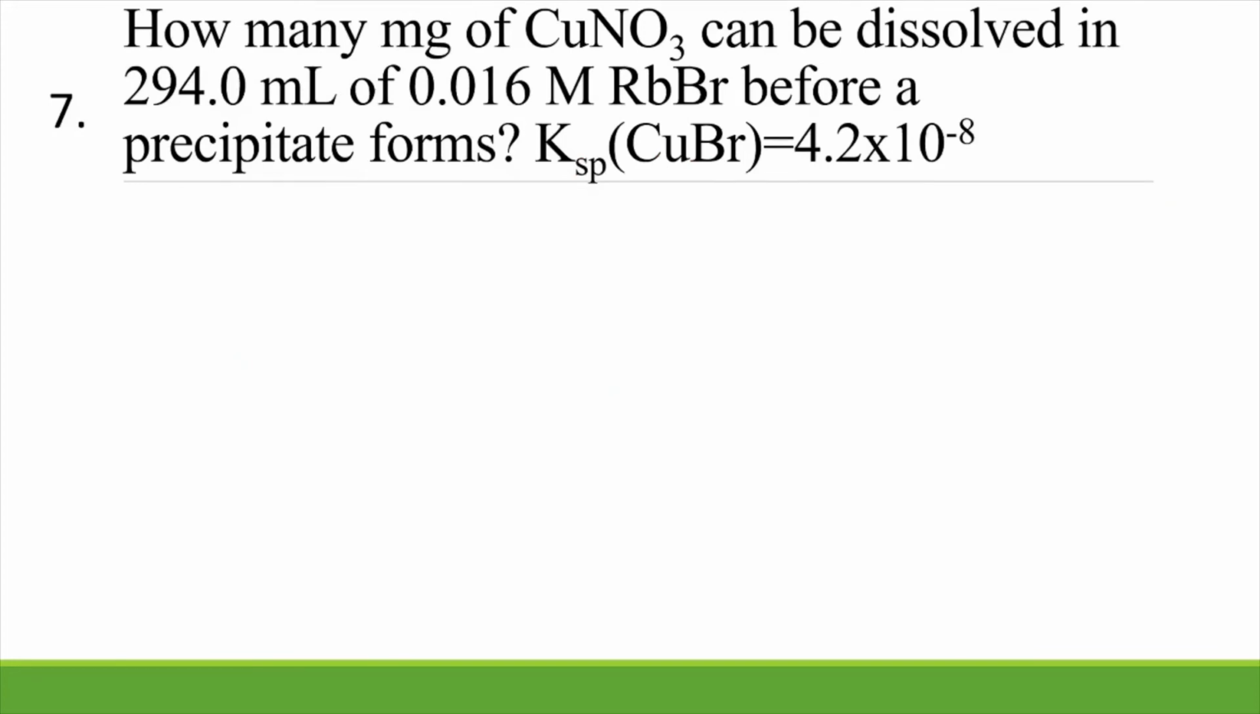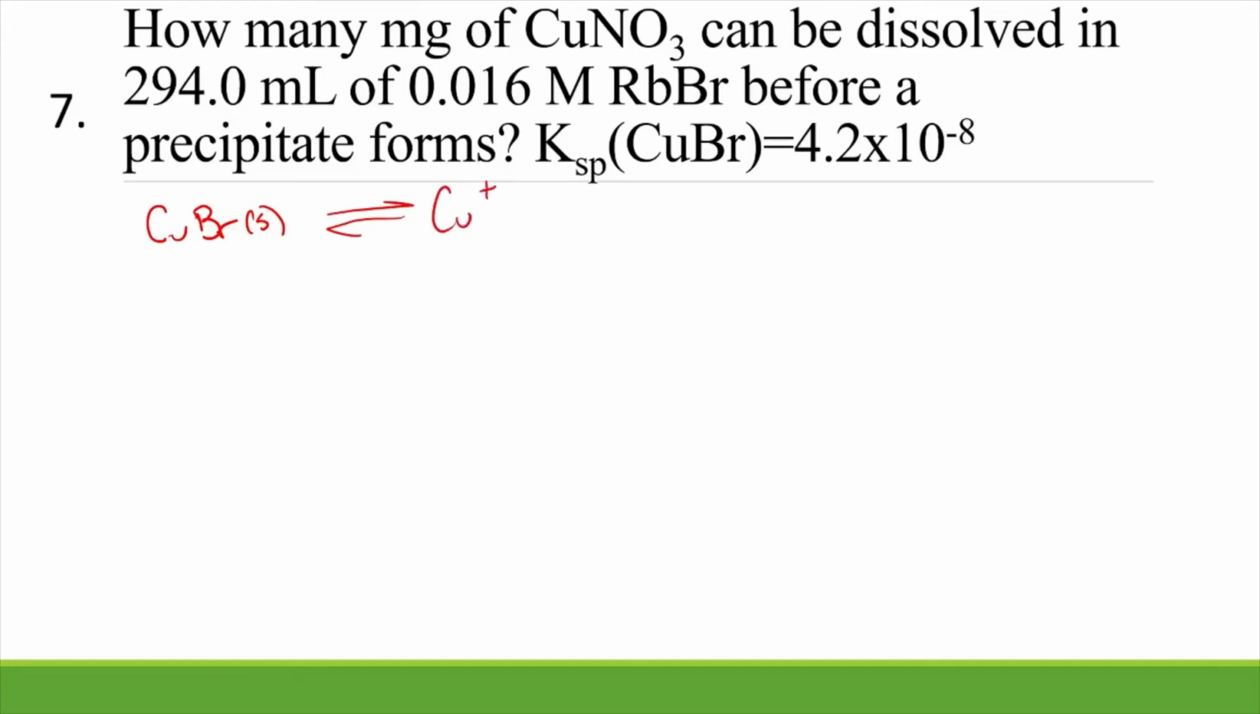All right, number 7, how many milligrams of copper nitrate can be dissolved in 294 milliliters of 0.016 molar rubidium bromide before a precipitate forms? And we're given the solubility product of the copper 1 bromide of 4.2 times 10 to the negative 8th power. So this is that, oh God, what's it called? Common ion effect. There it is. Okay, so we can go ahead and first write for copper bromide to precipitate. That would be our precipitate if we're adding copper nitrate to rubidium bromide.